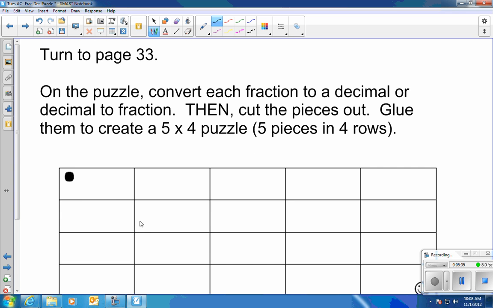On the next page, you have a puzzle. Please convert each one and then place them in the order that they go.